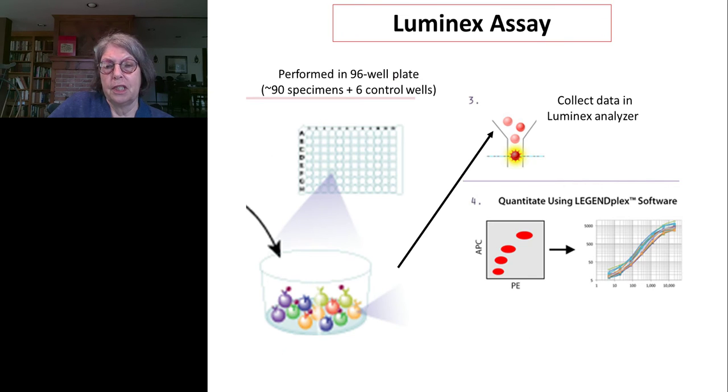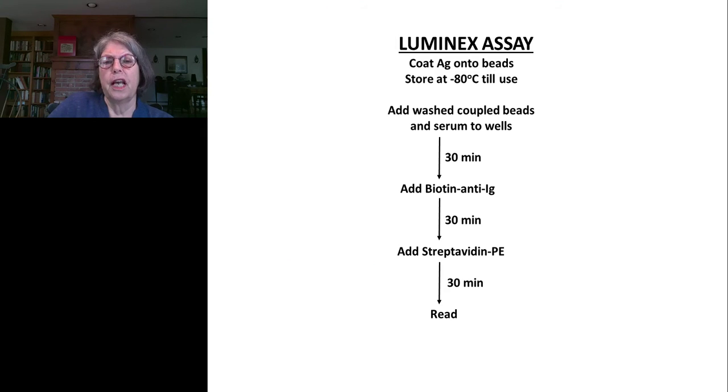Both bead sets are in each well. And then the contents of the wells are read in a Luminex analyzer, and we can determine if there are antibodies that are binding to RBD and or the S protein. We can quantitate that with a titration curve, and I will show you that in a minute. This is the outline of the assay.